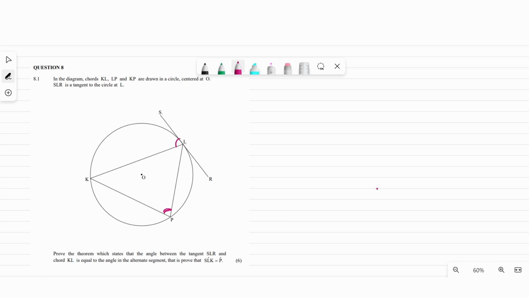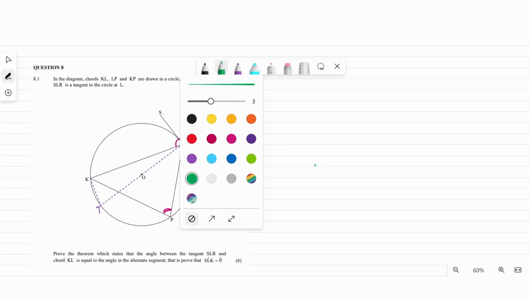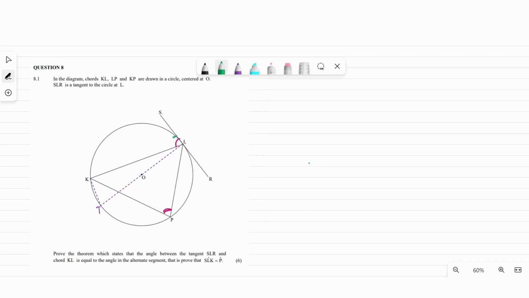So the first thing that we need to do is construct a diameter, meaning we're going to connect L to O, then extend from O to create a line which is going to be T, then connect that T to K. So let's do that. Then we're going to find a way to link angle SLK, which we are required to prove, and angle P together. The first thing we see is that here it's 90 degrees, touching the one that we extended, and the reason is tangent perpendicular to radius.